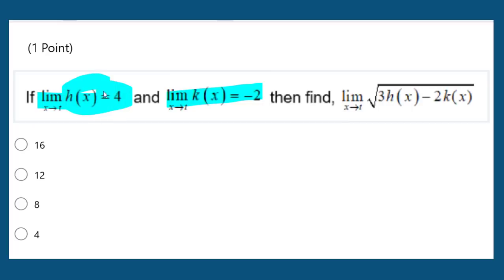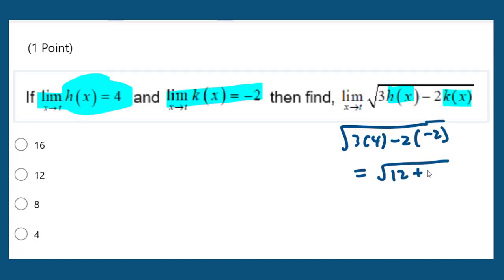So look at this one. Let's say you know nothing, just substitute directly, then get the answer. Say you substitute here without writing the limit. Square root of 3 times 4 minus 2 times negative 2. Then the answer is 12 plus 4 is equal to square root of 16. Okay, and then you get the answer. So this is not the correct concept, but it gets a faster answer.